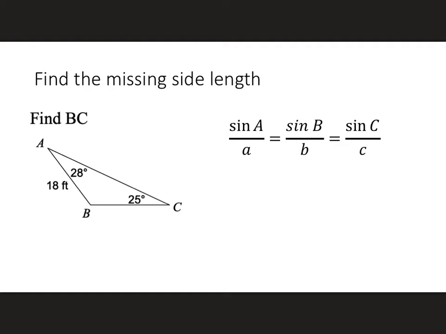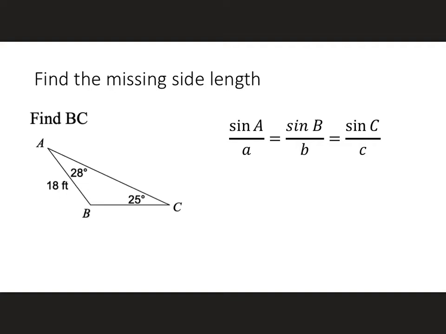Let's go back to that problem that we started with. We were trying to find BC, but we noticed that the triangle was not a right triangle. Well, the law of sines doesn't need to be a right triangle. The first step to using the law of sines is to make sure that any missing side or any missing angle is labeled correctly.